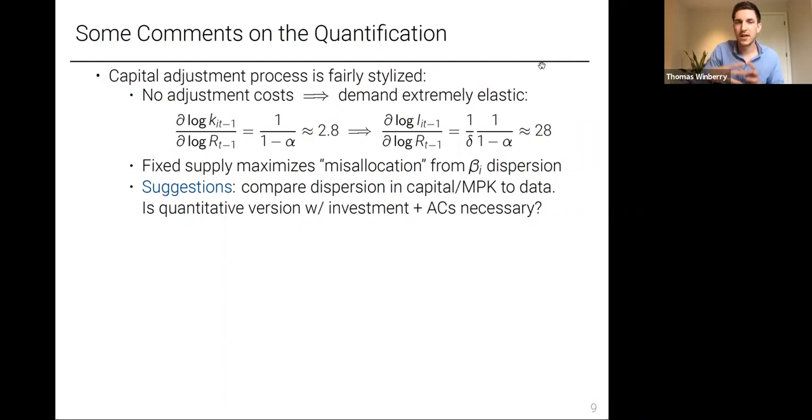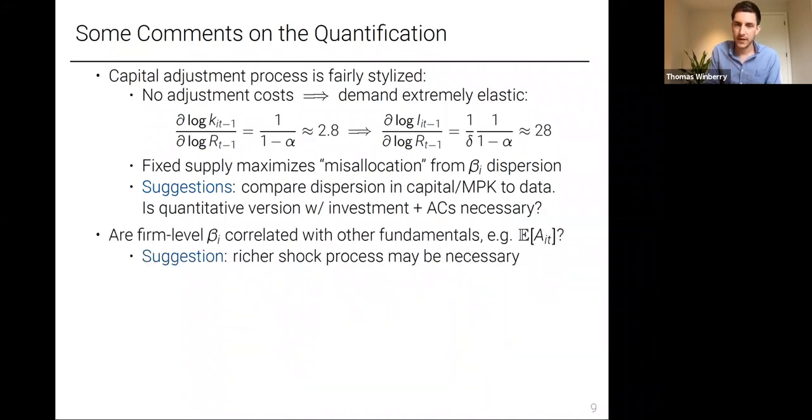And so the question is, if capital is that demand elastic, is it also very elastic to heterogeneity in firm-level beta as well? Given a distribution of betas, what does this imply for the distribution of capital stocks and marginal products across firms? I wonder if it's very dispersed relative to the data, and therefore magnifying these misallocative effects relative to the data. So one nice thing to do would be to compare the dispersion in capital and marginal products in the model to the data, and whether some sort of quantitative version of this with adjustment costs to bring down these price elasticities may be worthwhile.